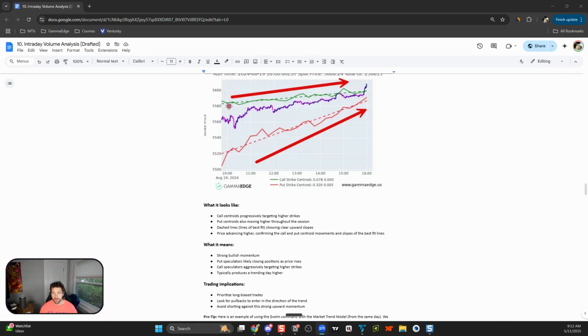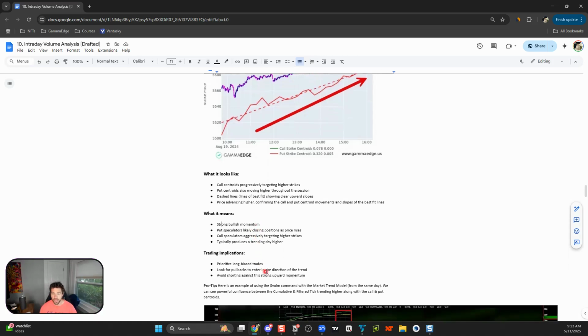Right, and what we see here is the line of best fit trending higher, price action also trending higher. What this means is suggestive of strong bullish momentum. Put speculators are likely closing positions as prices rise, and call speculators are aggressively targeting higher and higher strikes. This typically produces a trend day higher, like we see above.